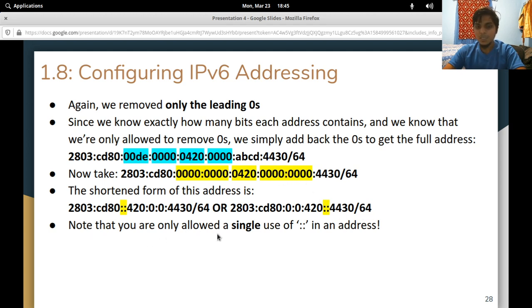Know that you are only allowed a single use of a double colon in an address. So we learned the first rule was that we could remove leading zeros. The second rule now is that if you have a long string of zeros like this, you could remove multiple groups of zeros. So instead of just removing the leading zeros here, you could just remove all of these zeros and replace them with a double colon. The rule is that you could only do this once.